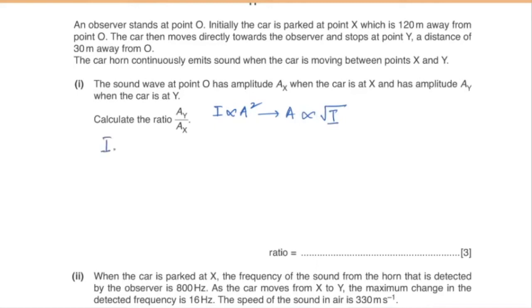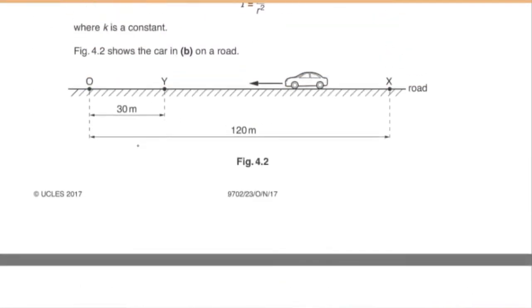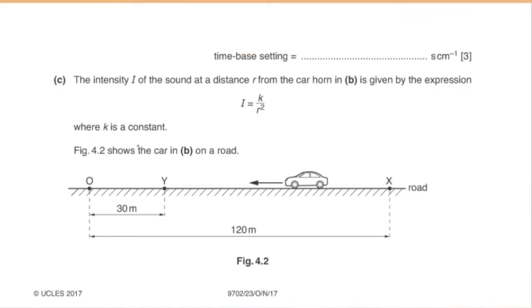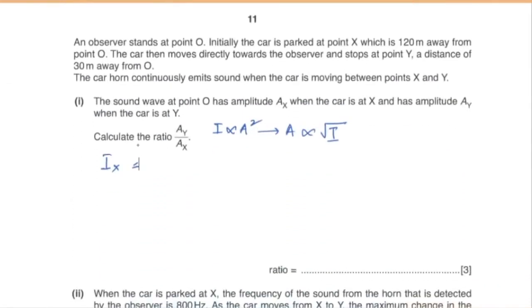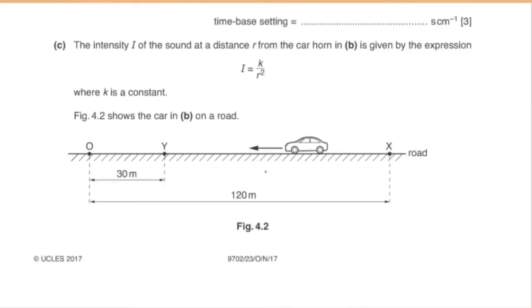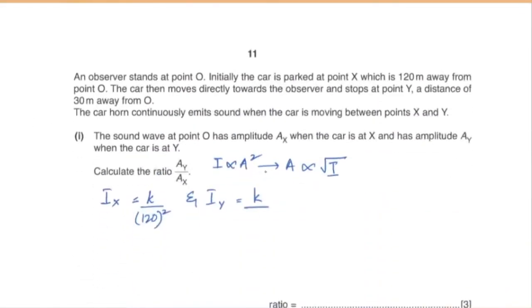So intensity at point X, we are going to use the formula that is given to us in the question. Intensity at any point is equal to K by distance squared. So intensity at point X is going to be equal to K divided by the distance between point O and the car, which is at point X. So distance between O and point X is 120 meters. So Ix is equal to K by 120 the whole square, and intensity at point Y is equal to K divided by the distance between point Y and point O where the observer is standing. So that is 30 squared.